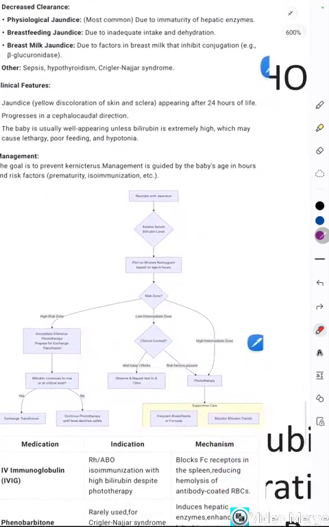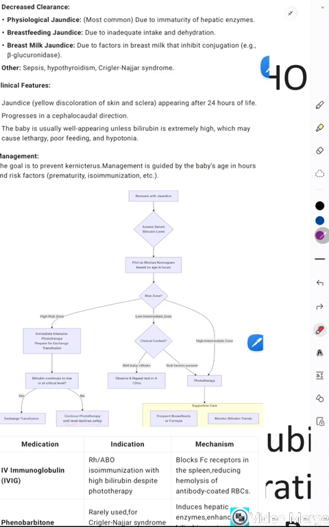Now here, first thing we do when the neonate comes with jaundice, we assess the serum bilirubin levels and plot it on a Bhutani nomogram based on the age in hours. If it comes under the high risk zone, then we start immediate phototherapy. If the bilirubin levels continue to rise, then in that case exchange transfusion is done. If they fall, then continue with the phototherapy until the level declines safely.